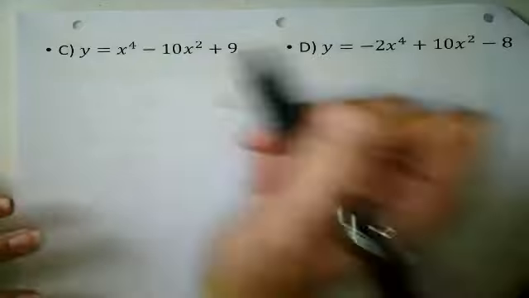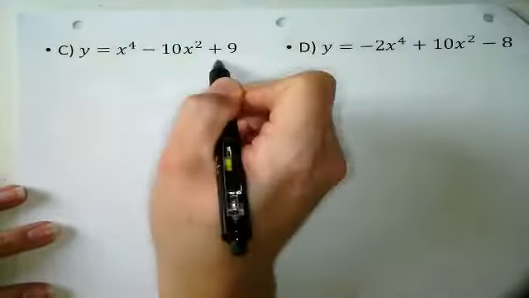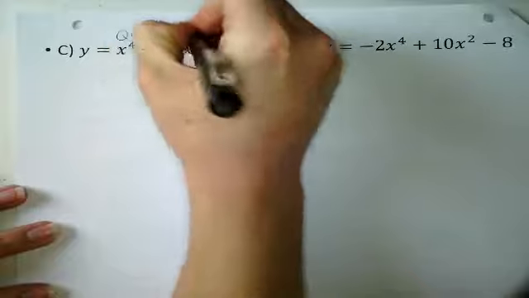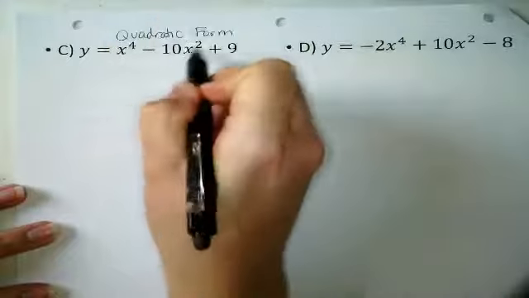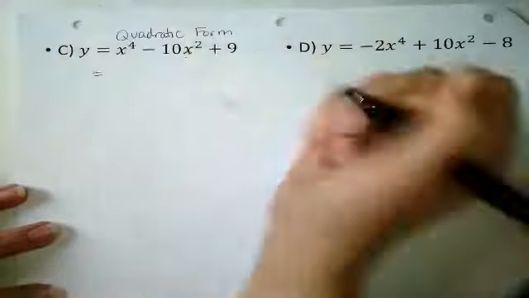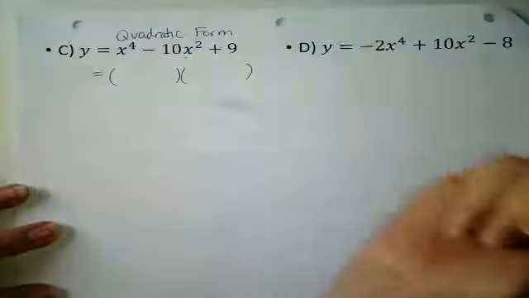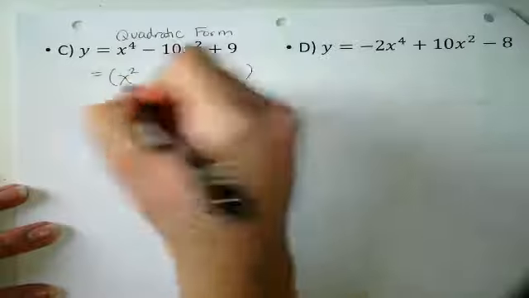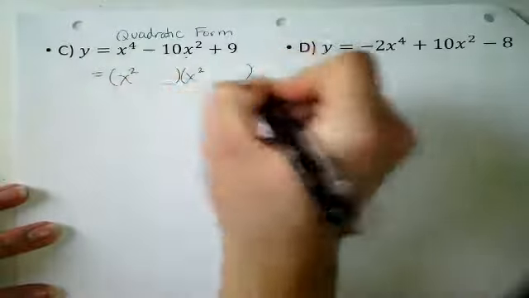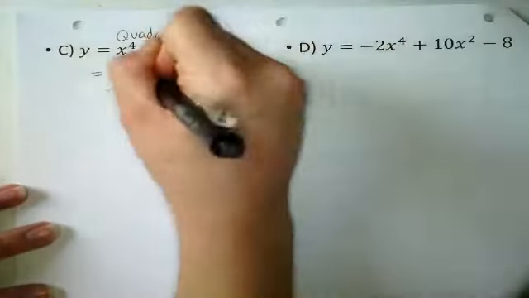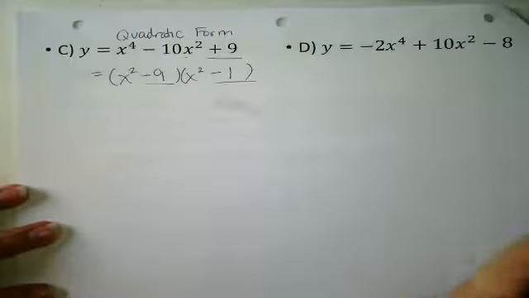All right. This is quadratic in form. Quadratic in form because you can see we have x squared and then x to the 4th. That power of x is doubled. So it's going to double bubble just like we've been doing all along. X squared times x squared is x to the 4th. And what times what is +9? 3 times 3. Or 9 and 1. How about -9 and -1?